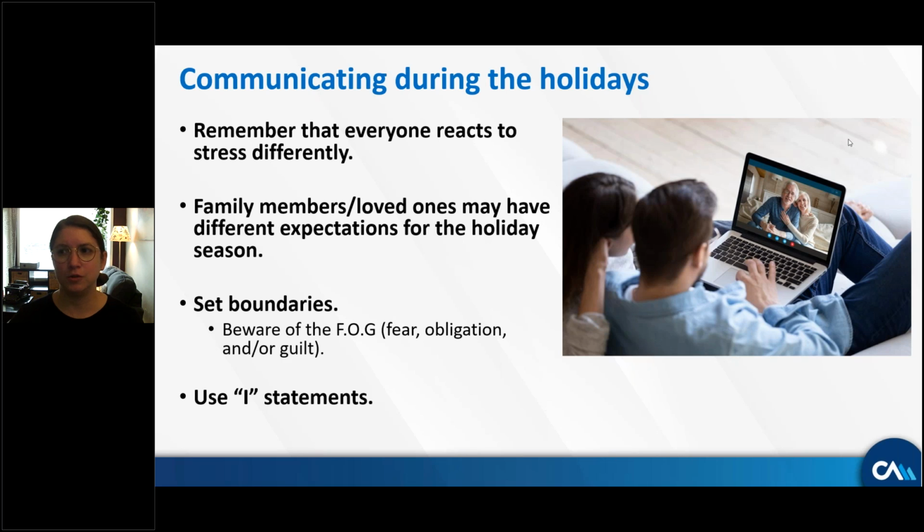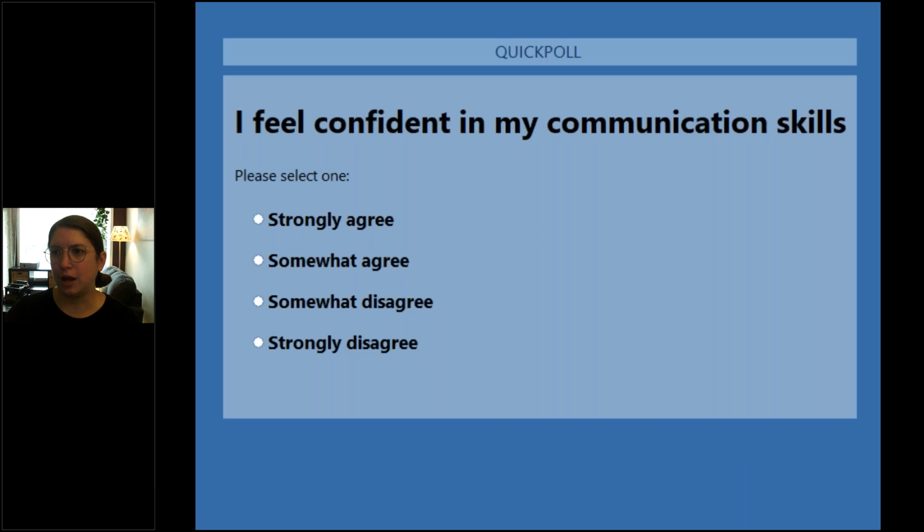So I'm going to jump in here and do our last live poll. This is the last one. I just wanted to see where people are at on this. This one's asking how confident you feel in your general communication skills. So we're not talking just about boundaries, but in general, how comfortable or confident are you in your communication skills? Let's get a breakdown here and see how people are feeling.